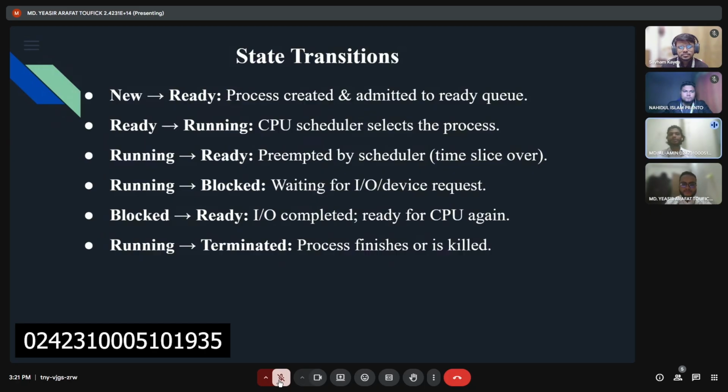When the input and output is complete or resources become available, the process moves back to the ready queue and the ready state. And then running to the terminated state: when the execution is complete, it is moved to the terminated state. When the job is complete, the OS removes the process from the system. So all of these state transitions help the OS to do multitasking efficiently.